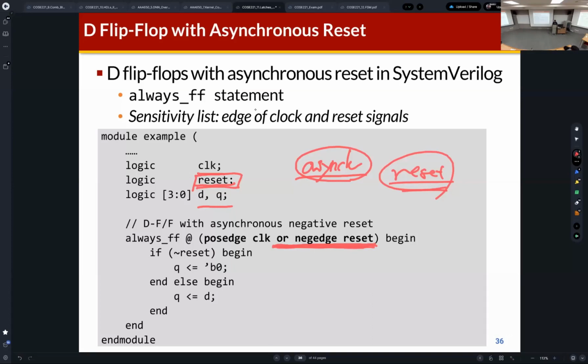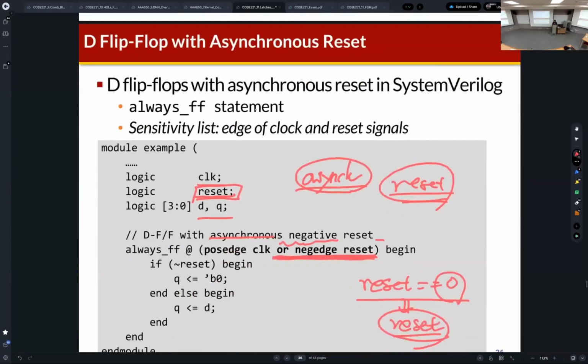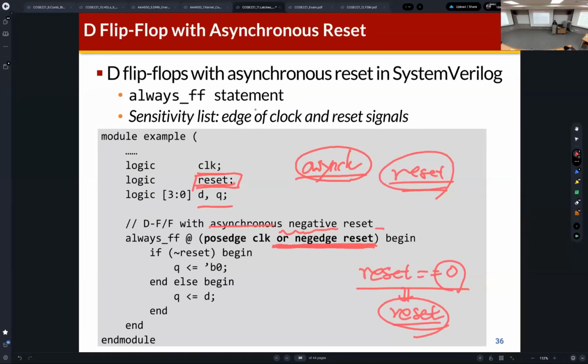So this is the example of the asynchronous negative reset. It's negative, which means that if reset becomes 0, then it goes to the reset state. It looks like so. If the reset becomes 0, then reset is enabled. That's why I use the negative edge reset. So it's a negative reset.